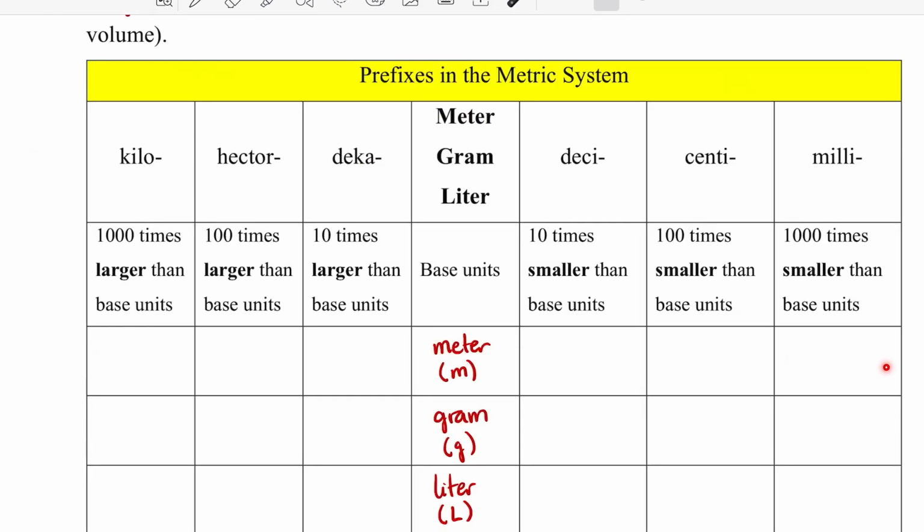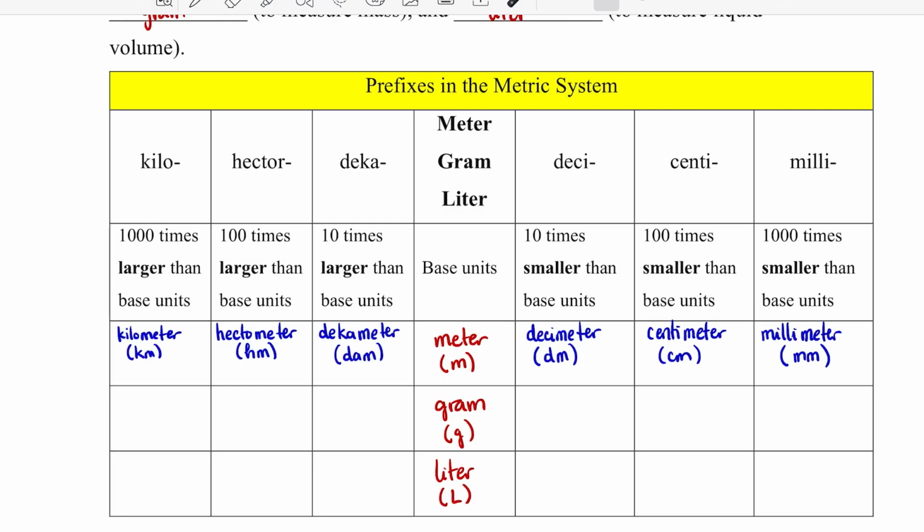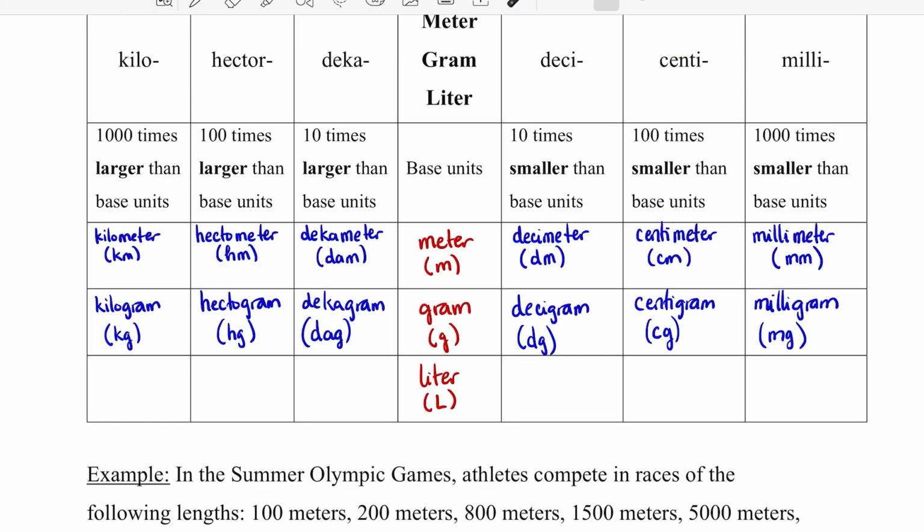So for length, we have kilometer, hectometer, decameter, meter, decimeter, centimeter, and millimeter. For the mass, we have kilogram, hectogram, decagram, gram, decigram, centigram, and milligram. And for the liquid volume, we have kiloliter, hectoliter, decaliter, liter, deciliter, centiliter, and milliliter.